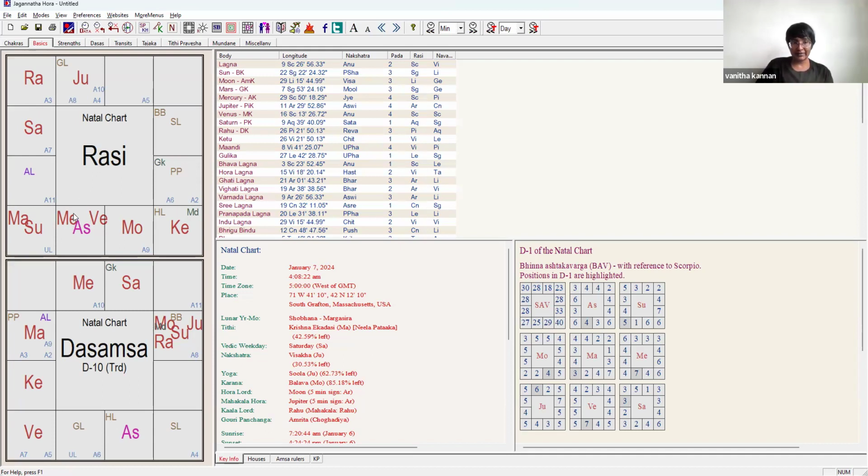So Mercury's 7th place is which one? 1, 2, 3. Taurus. Rishabha. Okay. Mercury and Venus will aspect Mercury and Venus.